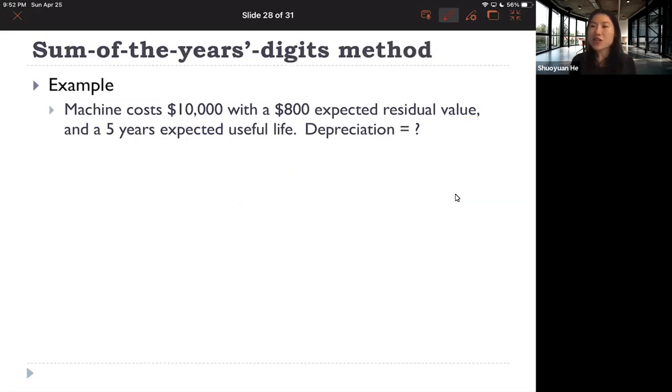Sum of the years digits method. So again, we have a machine costing 10,000 with 800 expected residual value and 5 years expected useful life. How much is the depreciation for each year? You can take 1 minute, try to work on it on your own, and you can pause your video for now.